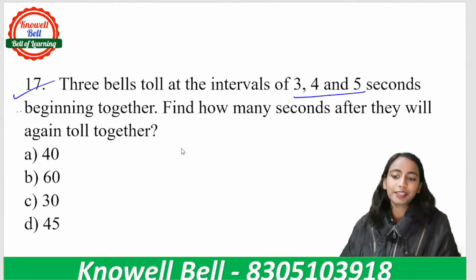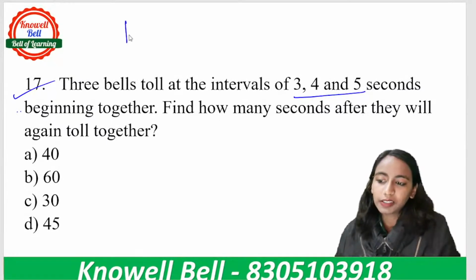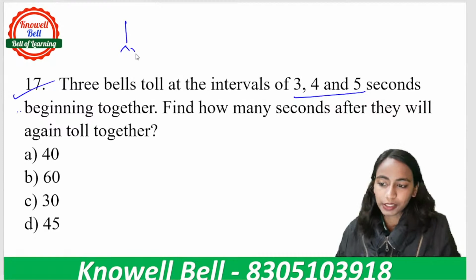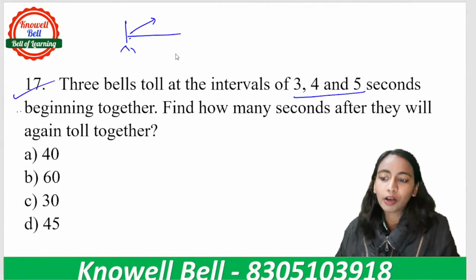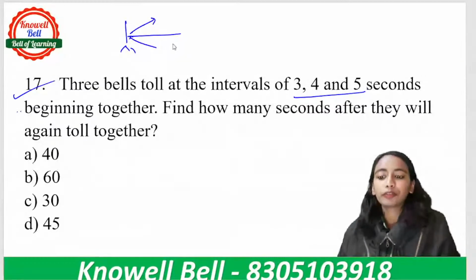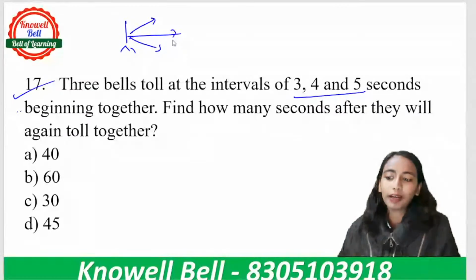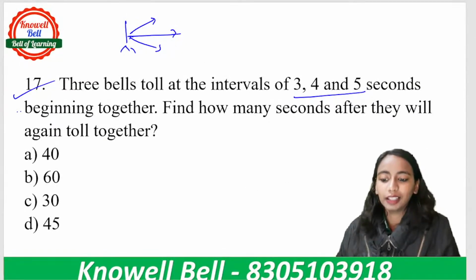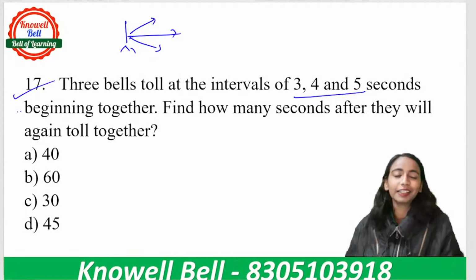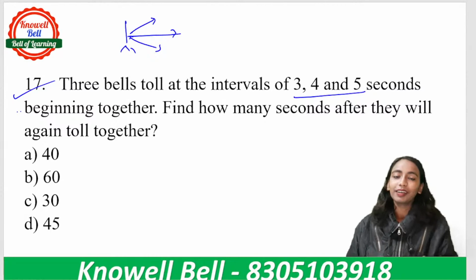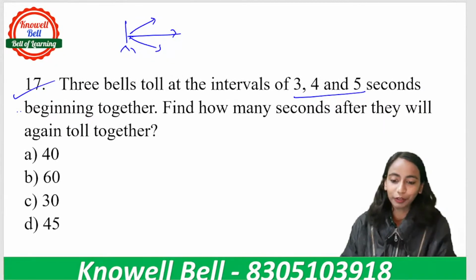Three bells are tolling at intervals of 3 seconds, 4 seconds and 5 seconds. So at one instant, these three bells started to toll together. After this, the first bell is tolling after every 3 seconds, the second bell after every 4 seconds, and the third bell after every 5 seconds. So we have to find the next interval after which they will toll together. First let me know what you have to find. Do you have to find LCM or HCF in the question?